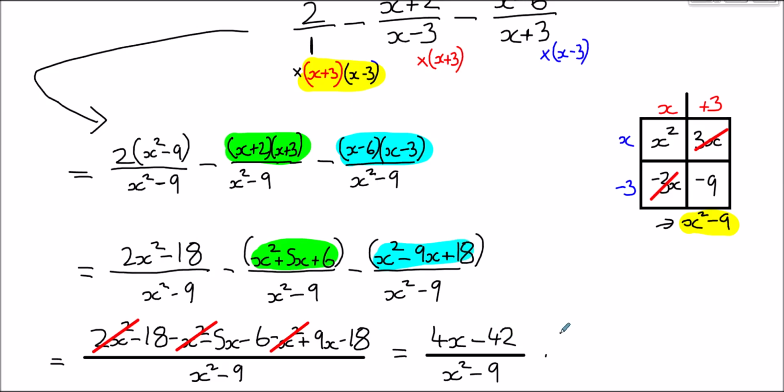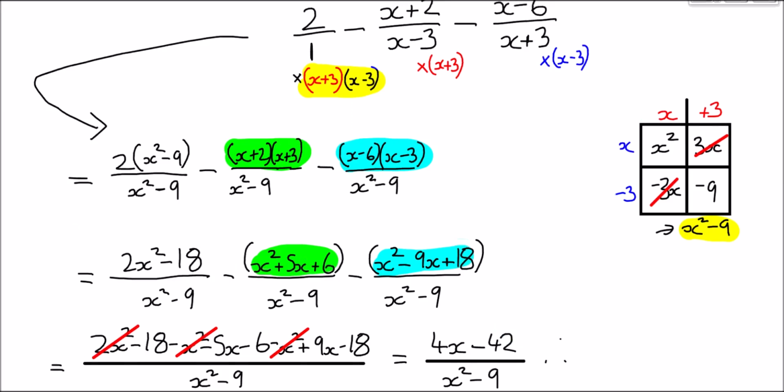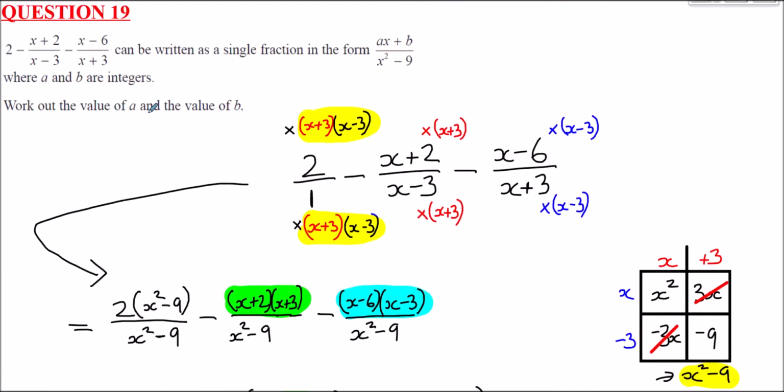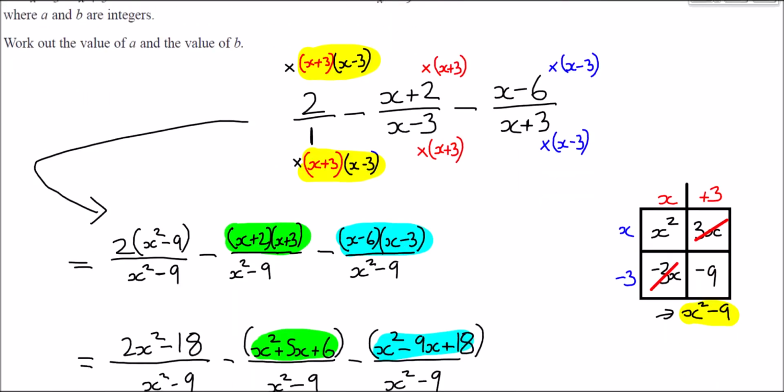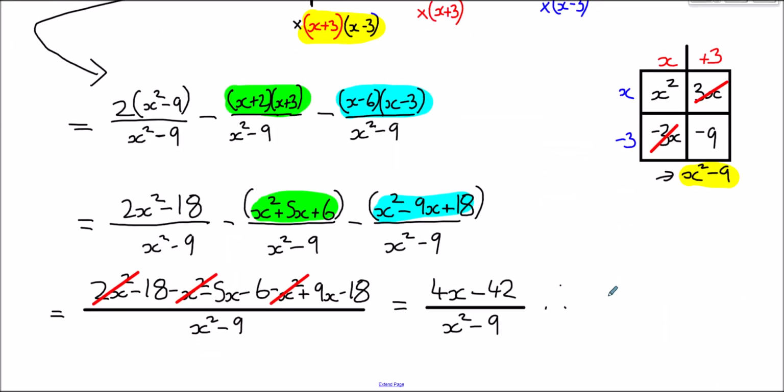But what did the question ask us? Just be very careful. The question asked us, if I scroll back up, a and b. So a is the number in front of the x, b is the number on its own at the top of the fraction. So the number in front of the x is a 4, so therefore a is 4, and b, this number on its own, is a negative 42. So a is 4, and b is minus 42.